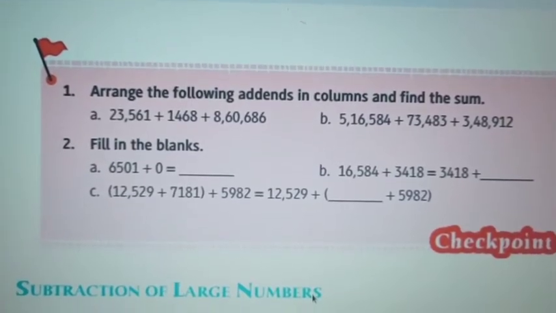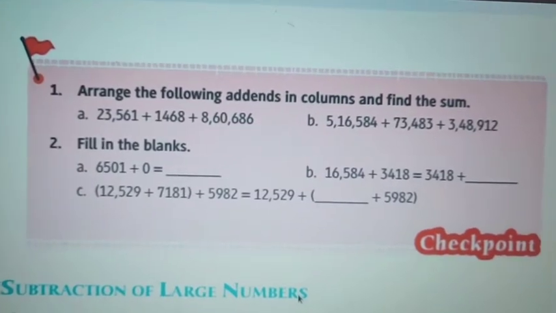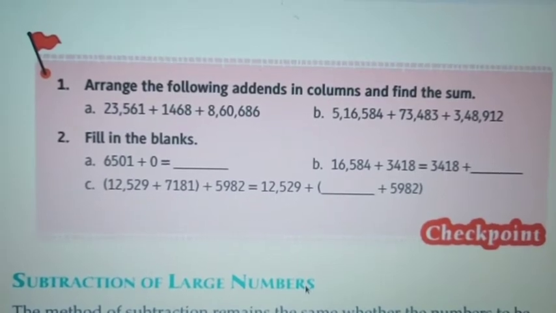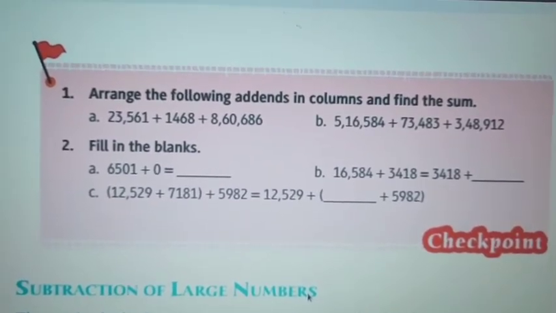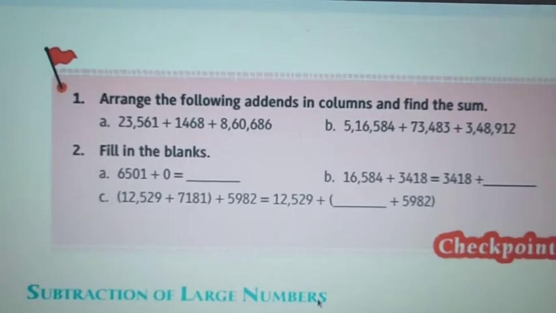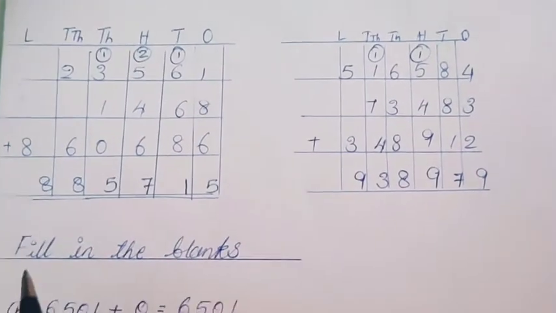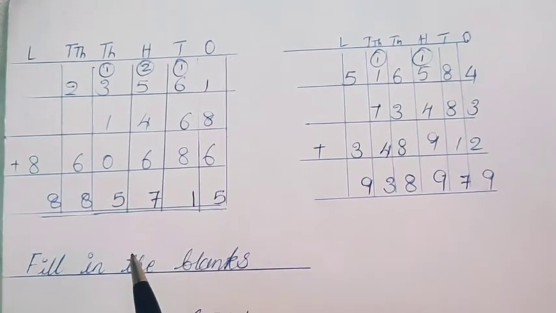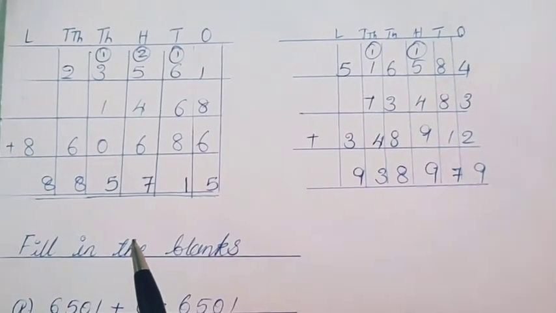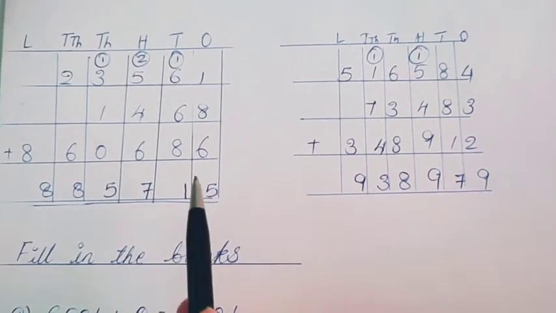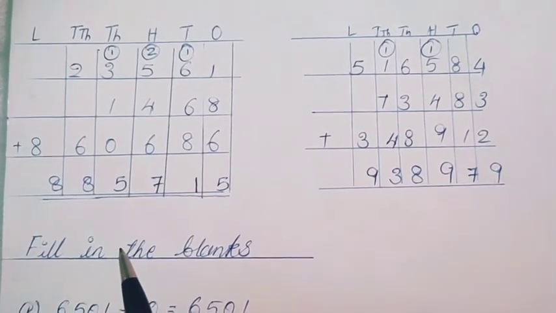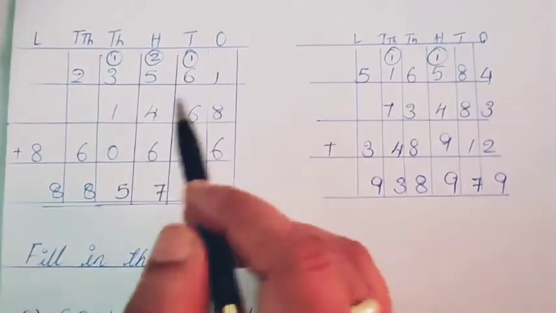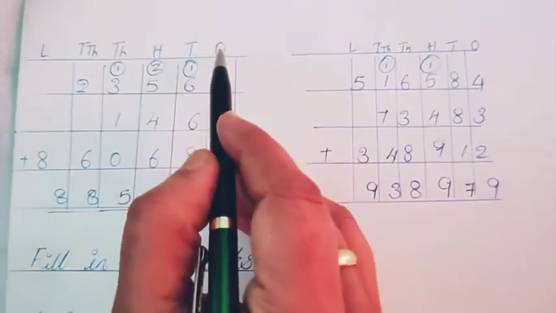Next, checkpoint questions. Arrange the following addends in columns and find the sum. And the second one, fill in the blanks using the addition property. Okay, let's see how to solve the questions. The question is: write the addends in columns and write the answers. In addition, the numbers to be added are called addends, and the result obtained is called the sum or the total.